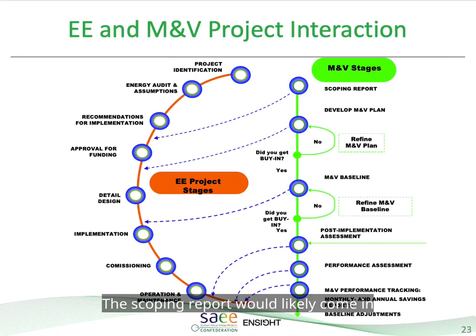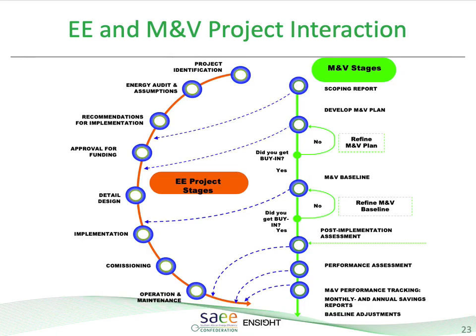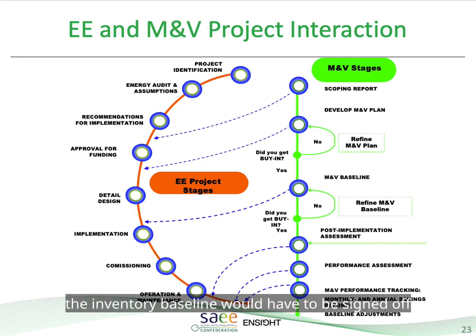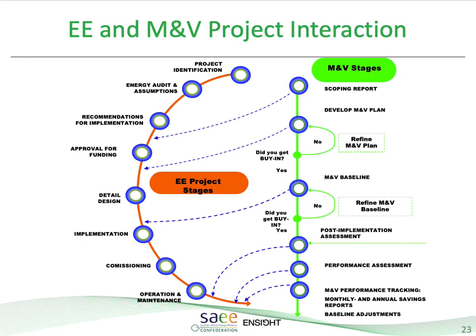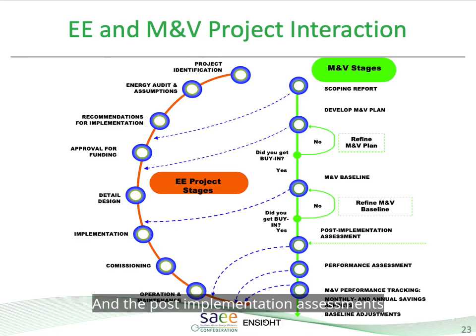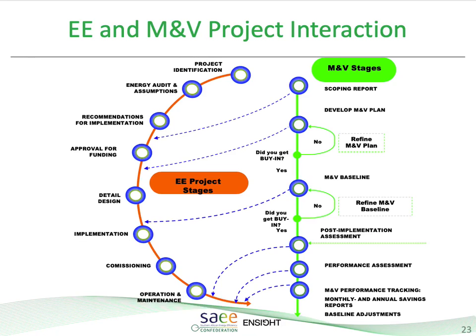The scoping report would likely come in from recommendations for implementation. You need to know where you are going to be implementing in order to set up a baseline for that section. Approval for funding. As an M&V plan usually costs money, the M&V baseline would have to be signed off before any implementation or any changes to the system occurs. And the post-implementation assessments all occur after the new initiatives have been implemented successfully.